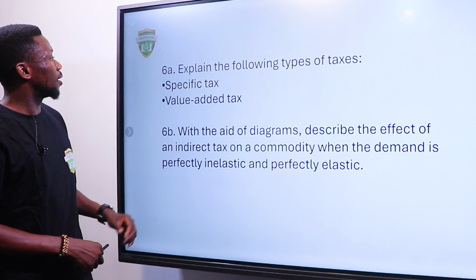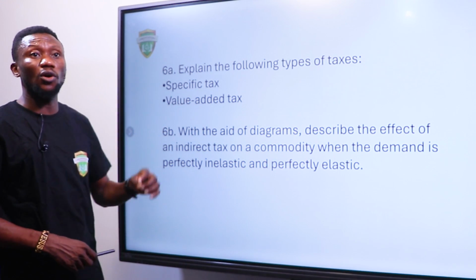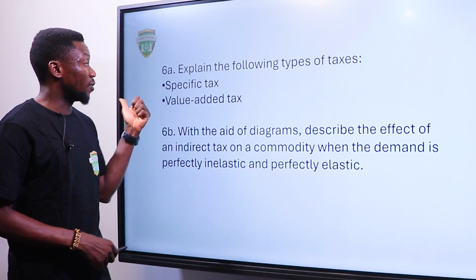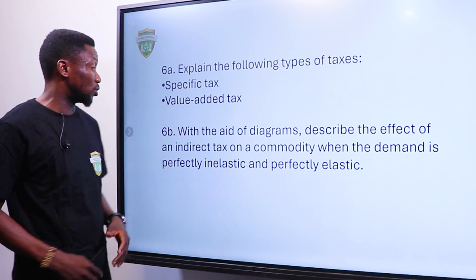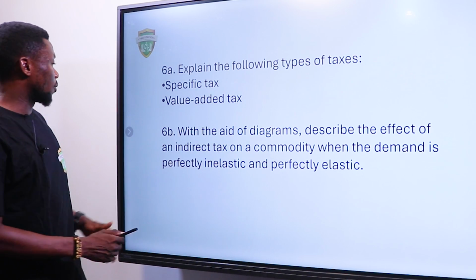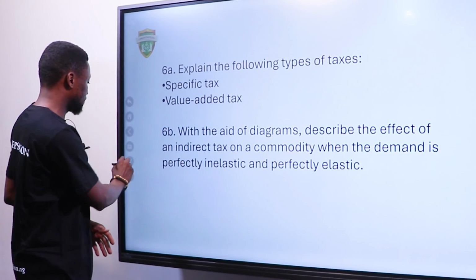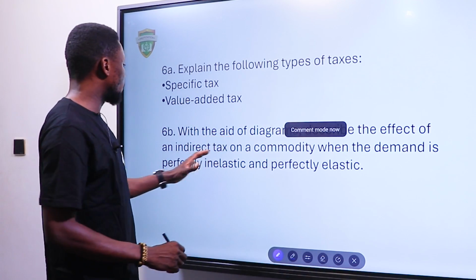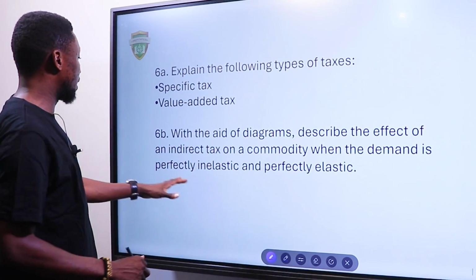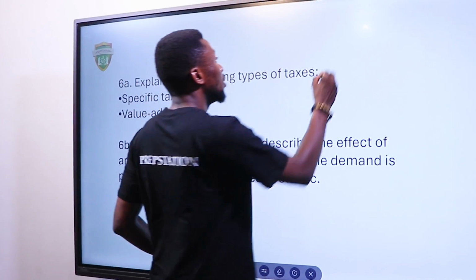Number 6, specific tax is a tax on every unit of a commodity. Value added tax is a tax at each stage of production. And once again, we're going to draw a diagram showing the effect of an indirect tax on a commodity that is inelastic and perfectly elastic. So let's draw this.